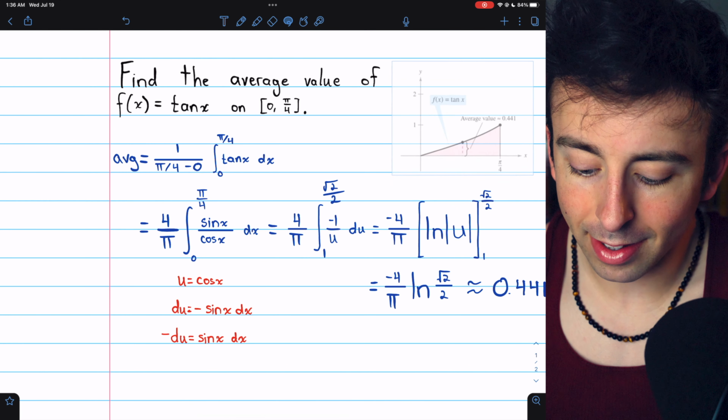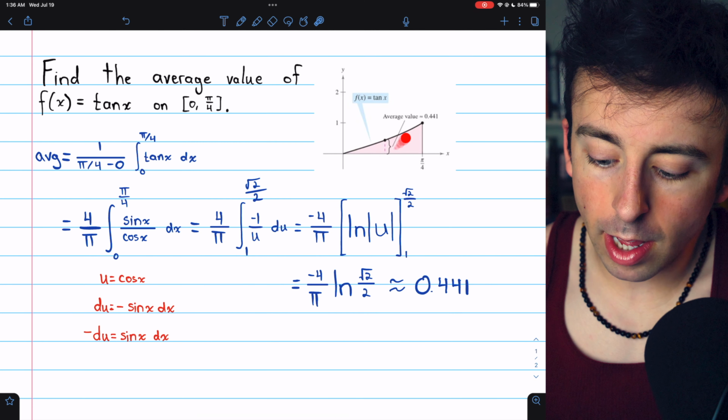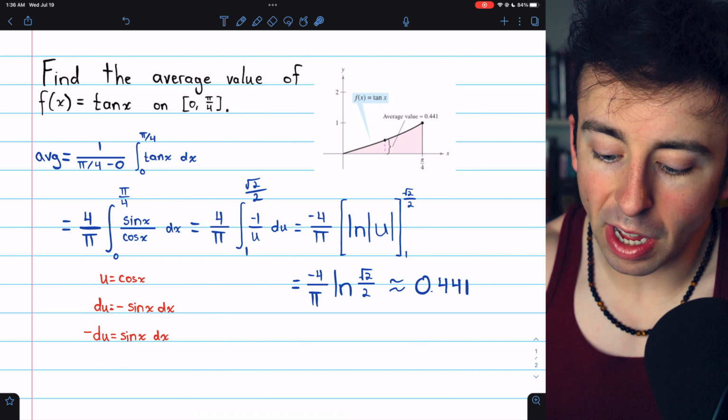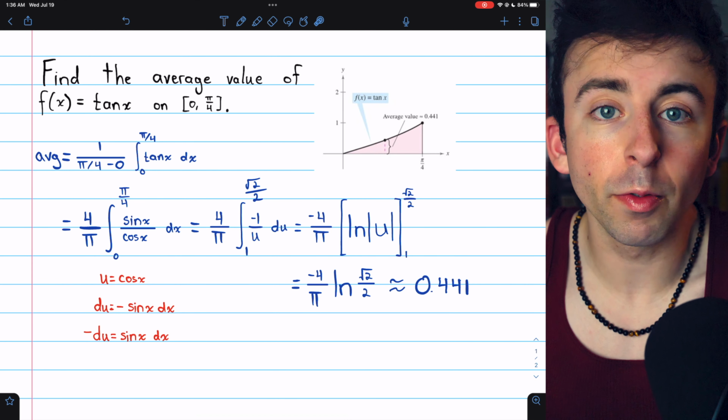This is what it looks like. This is a nice figure from the Larson text on calculus. All this area under the tangent function is the integral we calculated, but then we divided it by the length of this interval, and that gives us the average value of 0.441.